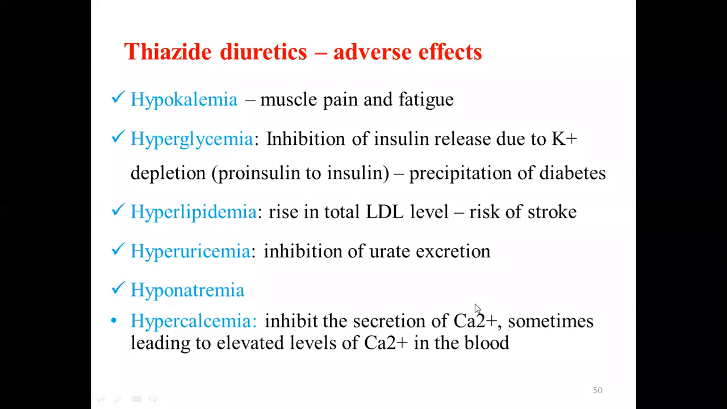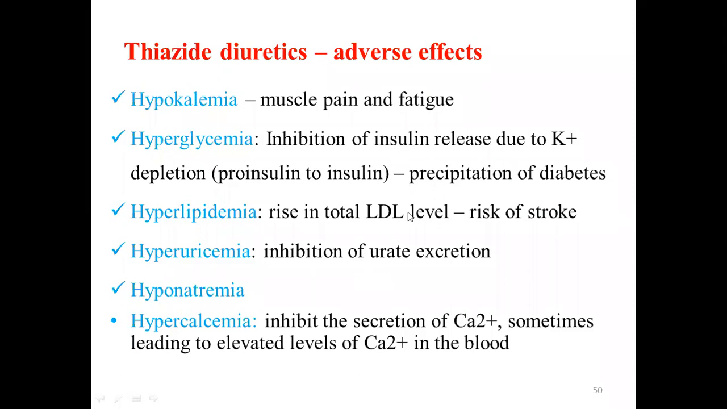Joyce? Joyce, can you hear? Okay, what is LDL cholesterol? Low. Okay, any other?